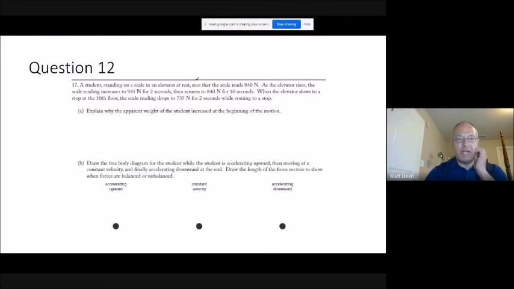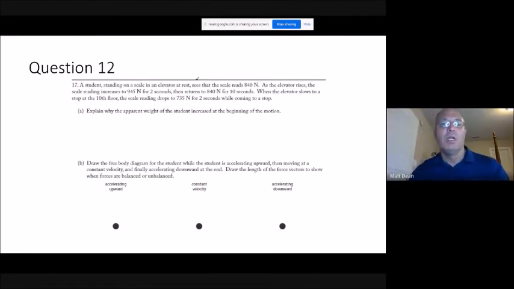All right, here's our last problem. It's sort of an FRQ type problem. In physics, they love to ask about elevator problems. So here we have a student standing on a scale in an elevator at rest. He sees that the scale reads 840 newtons.